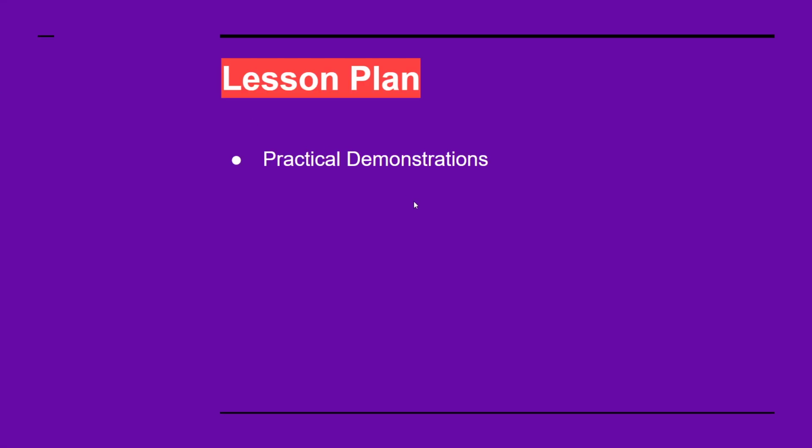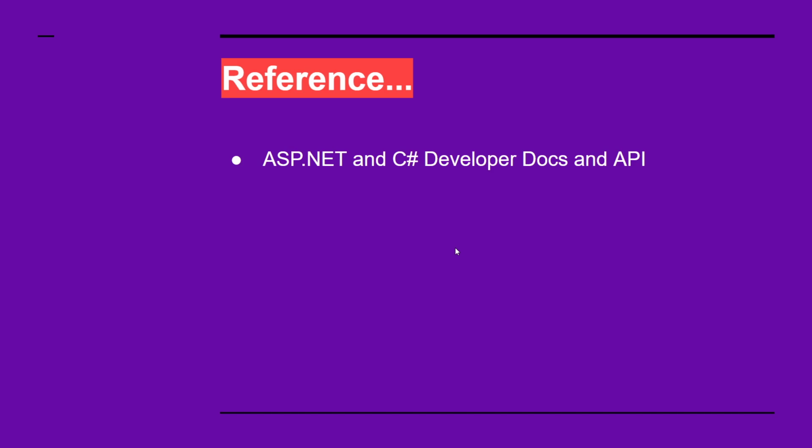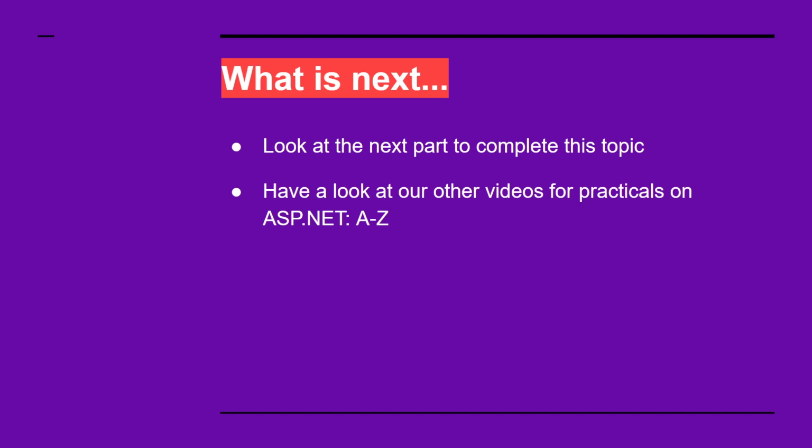Okay, so we did the practical demonstration up to a certain level. The conclusion is we started writing code to save to the database, but we have to complete this, and we are yet to run the SQL and all in the backend. That we'll be doing in the next lesson. We have been using these references for this lecture. So make sure to look at the next part to complete this project. This is a complete project in which we show how real world developers develop a real world application. We are very excited to see you in the next lesson. See you all in the next lesson.